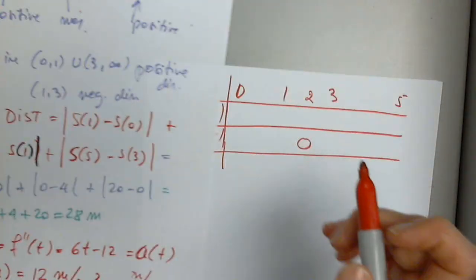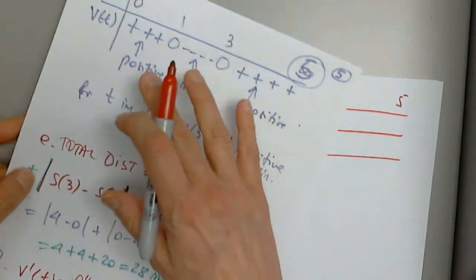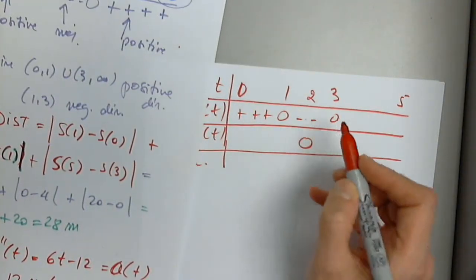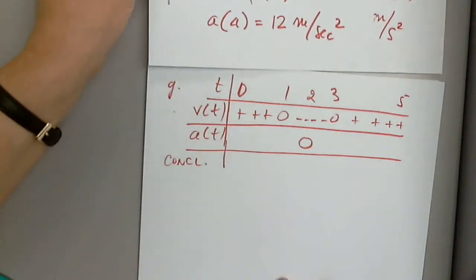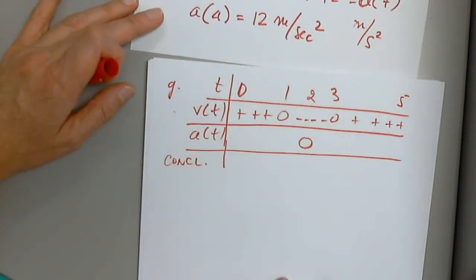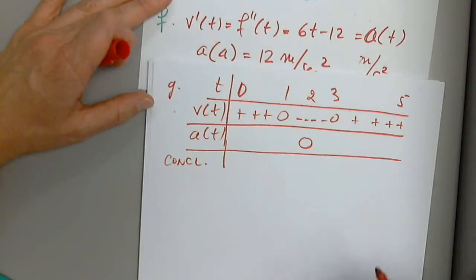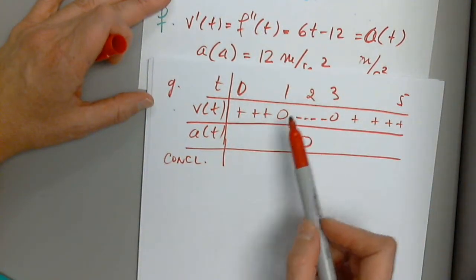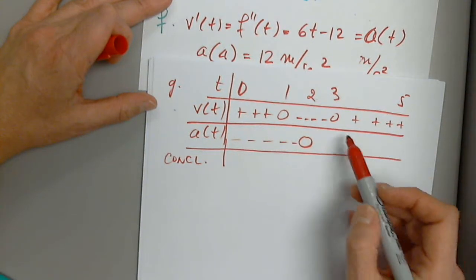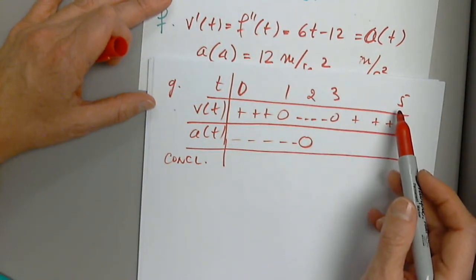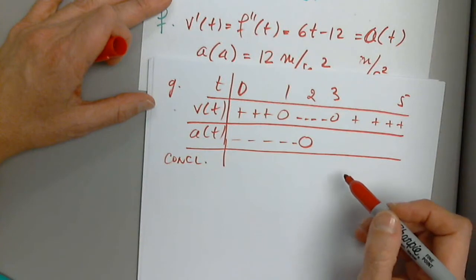So I'm going to copy from the table from the velocity. I'm going to copy the zeros. I'm going to copy plus and minus and then plus. And then I'm going to determine the sign of the acceleration. So can anyone tell us what is the sign of the acceleration between 0 and 2? Negative. Yes, very good. And between 2 and 5? Very good.